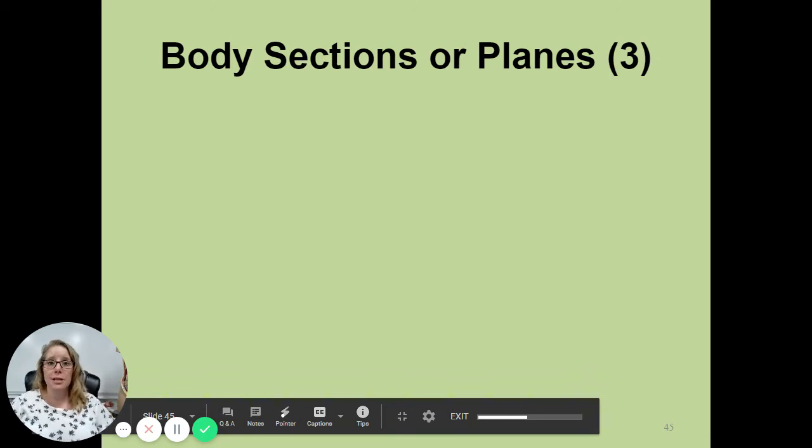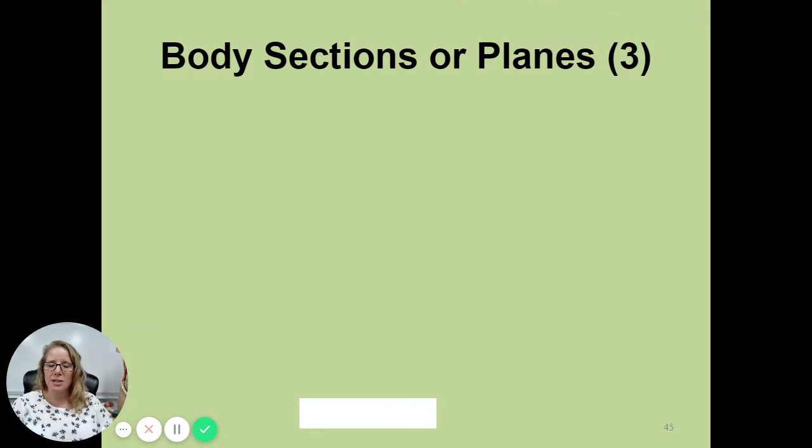So today we are going to finish up chapter 1, and we're going to talk about how we can describe different parts of the body. So we're going to talk about body sections or planes, and then we're going to talk about the regions and quadrants of the abdomen, and then we are going to talk about the different regions of the body. So a lot of terminology in this one.